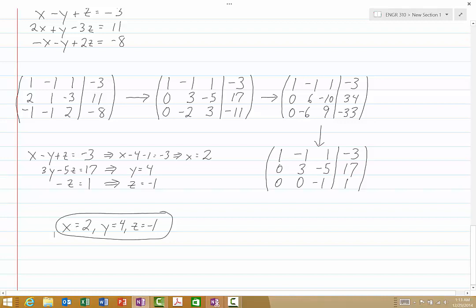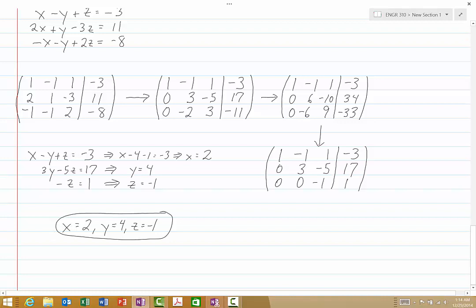if following that procedure, we arrive at this augmented matrix. Notice that we've eliminated all the non-zero terms below the main diagonal, so now we're ready to go back to the equation form. The first row corresponds to the equation x minus y plus z is negative 3. The second row corresponds to 3y minus 5z is 17. And the last row corresponds to negative z is equal to 1.